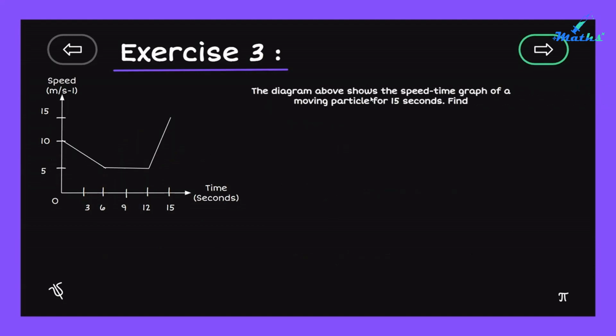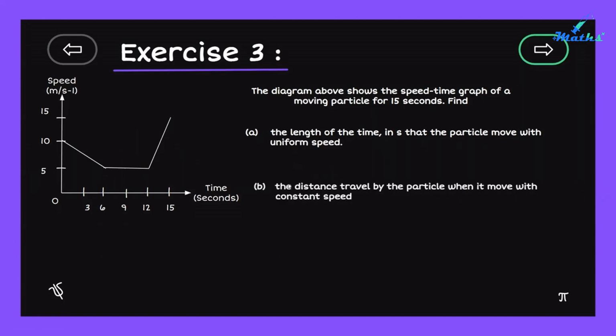Exercise 3. The diagram above shows the speed-time graph of a moving particle for 50 seconds. This is the graph. Question A: find the length of time the particle moves with uniform speed. B: find the distance traveled by the particle when it moves with constant speed. So let's read question A.